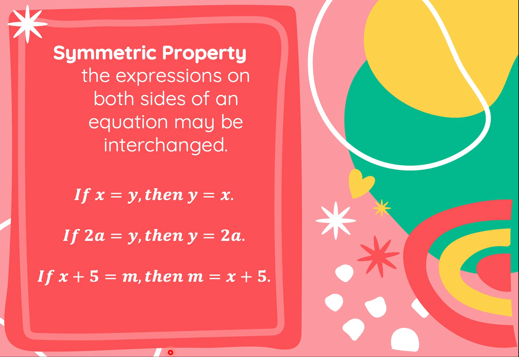As you can see, what was written on the left side is now on the right side. What was written on the right side is now on the left side. They just simply interchange. The property that we're going to use here is symmetric property.